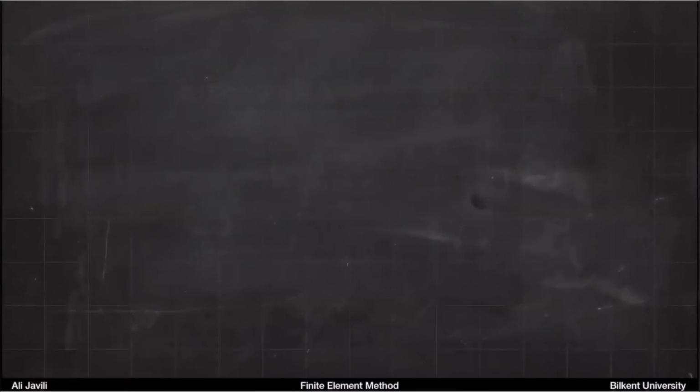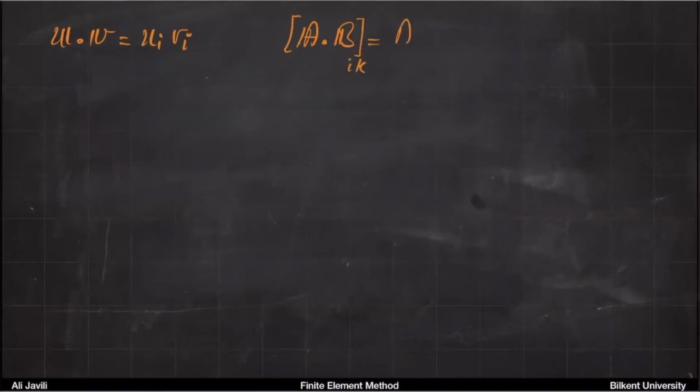So the first thing is u dot v is ui vi. So we learned this. A dot b, this is one dot, so it's the usual dot product. It's going to give you a second order tensor, or the matrix if you want, and that thing would have a component ik, which would be aij bjk for any i and k between 1 and 3.